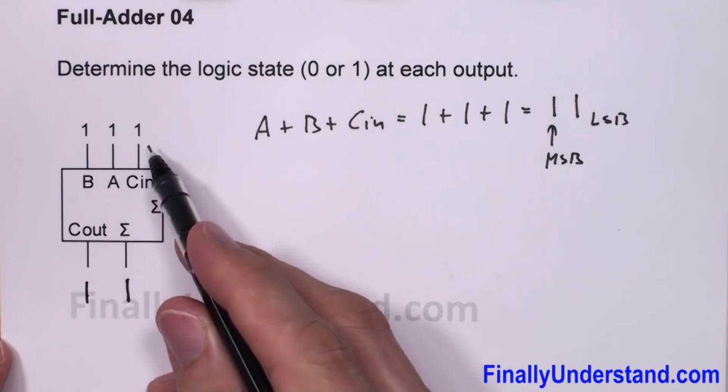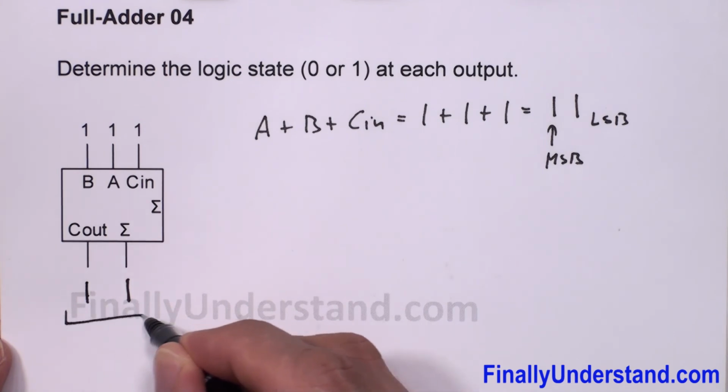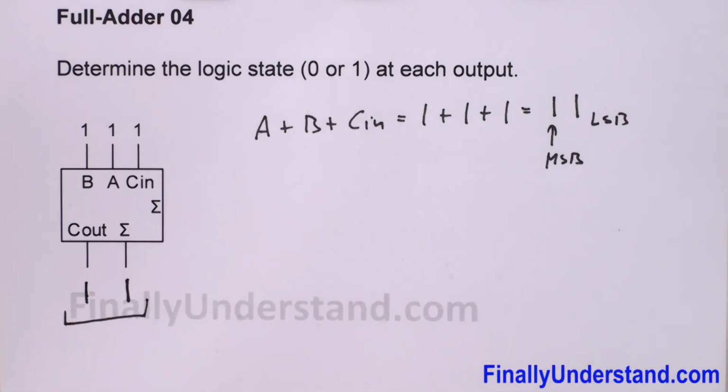So 1 plus 1 plus 1 is equal to binary 3. Okay, and this is the solution to my problem.